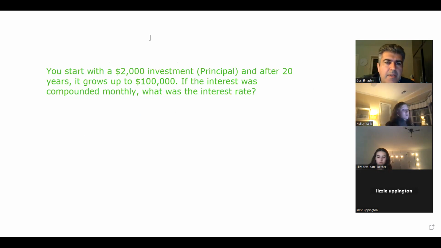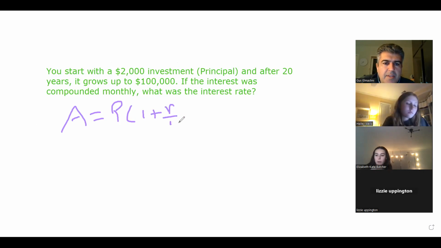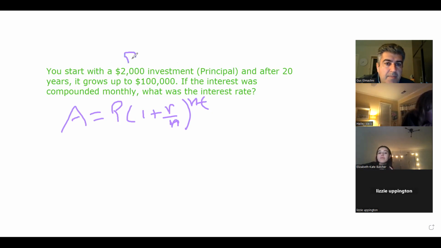Okay, and here we go. Here's the formula. I'm going to let you guys work this out. And remember, this is your P. This is your T. That's A right there. Compound monthly, so n is 12. And we don't know r.